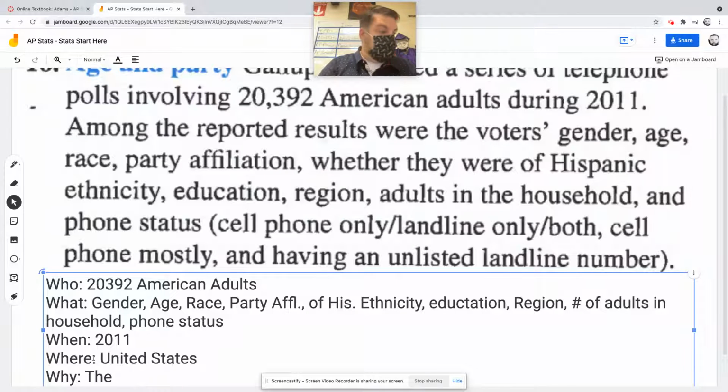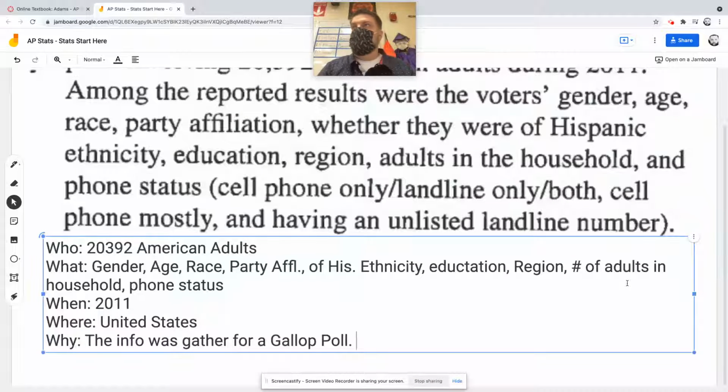So why was this done? The info was gathered for a Gallup poll. Now, you guys are in high school, so you may not be 100% familiar with Gallup polls, but they're usually public opinion polls. So that's why they gathered the information, because that's what they do.